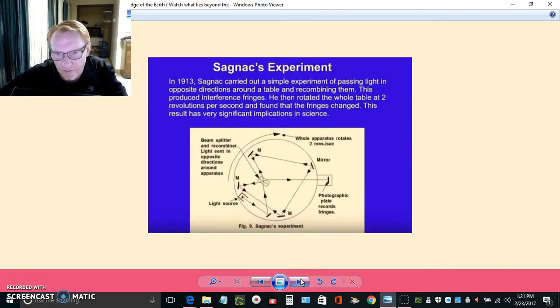This is the Michelson-Morley. And then they also did in 1913, the same year they created the Federal Reserve fraud bank, private.